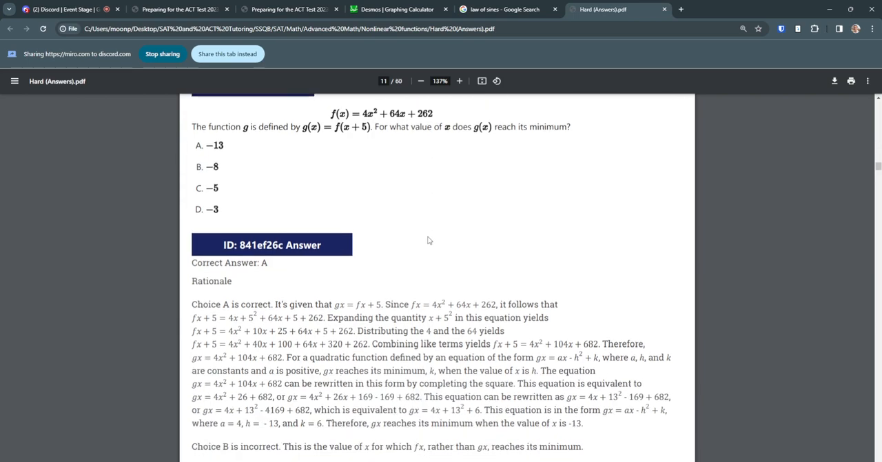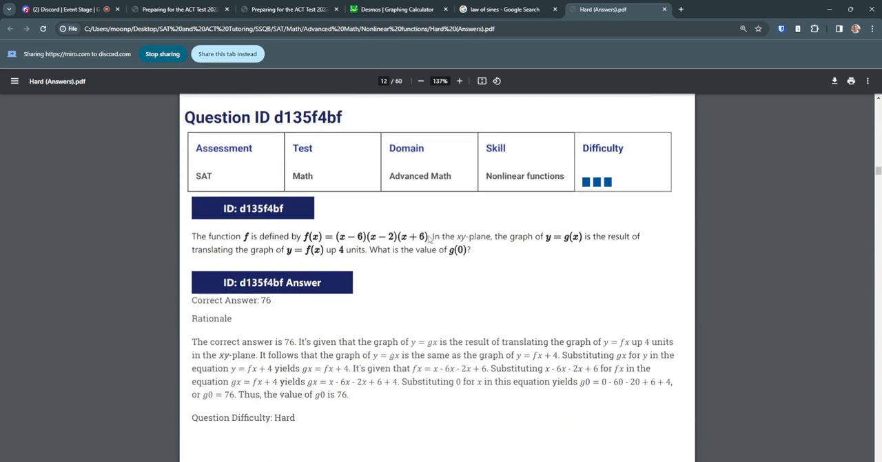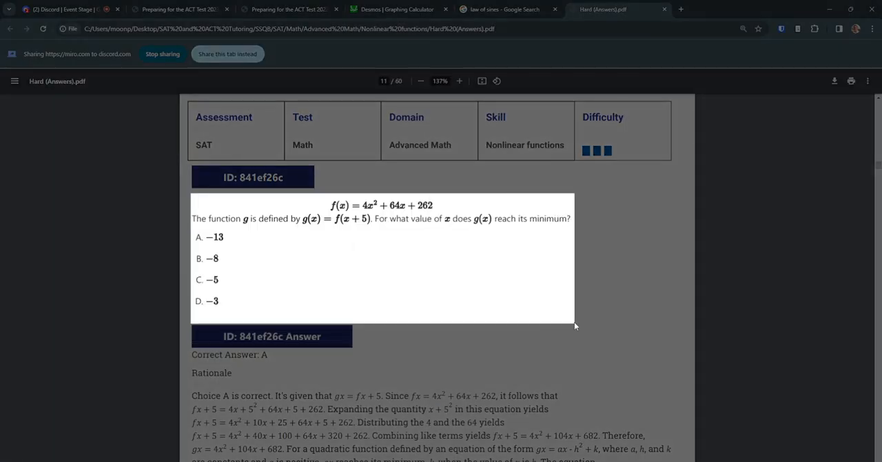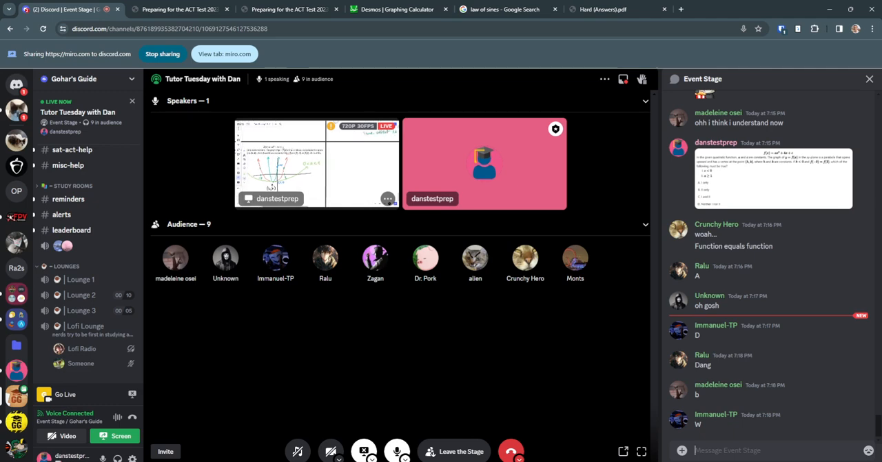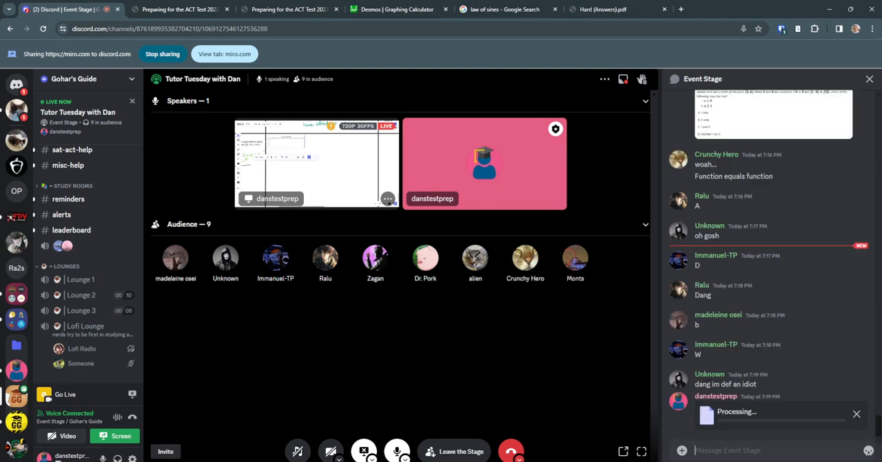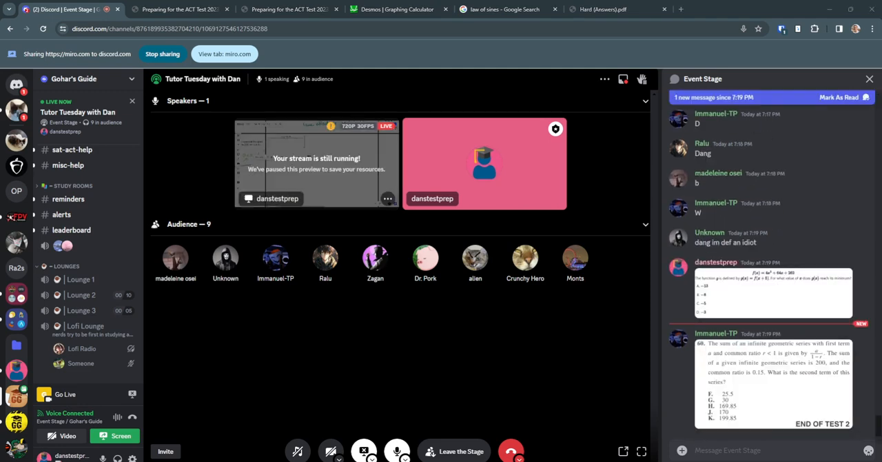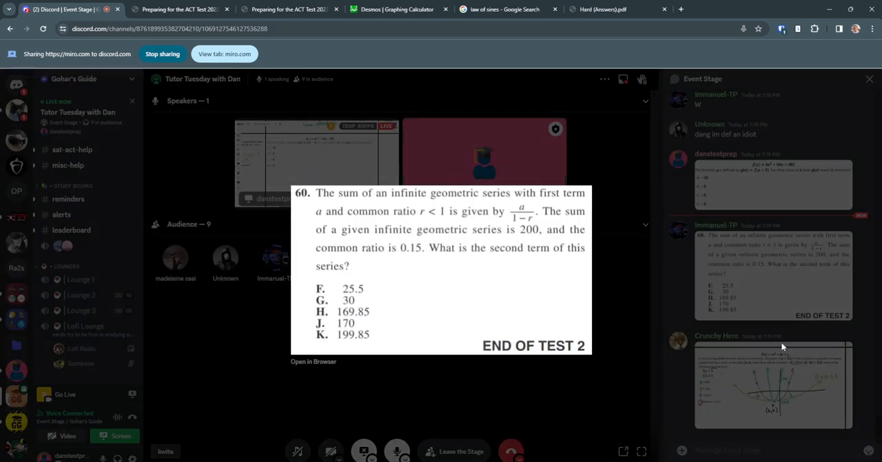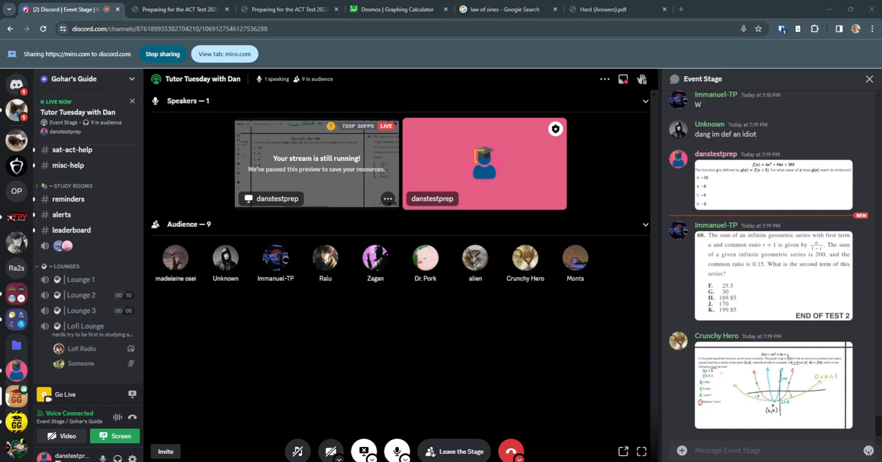Okay. Let's do another one. This one combines quadratics with function transformations. I see someone submit. We have an ACT problem submission. We'll do that as our last problem, and two more problems here for you guys. We've gone through a lot actually.